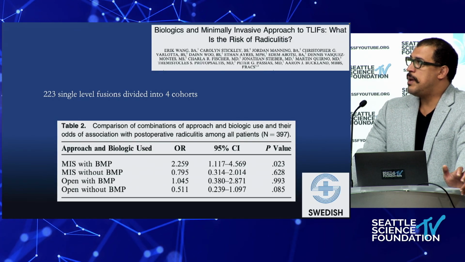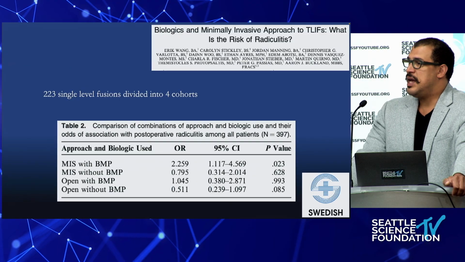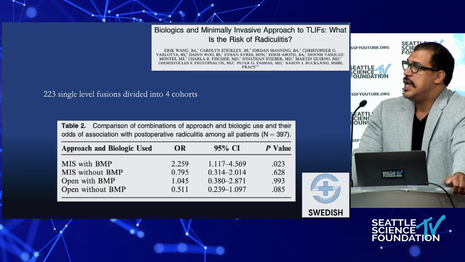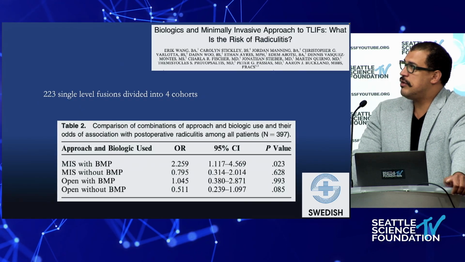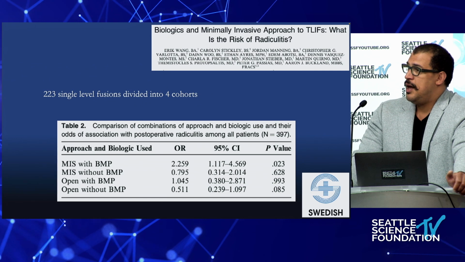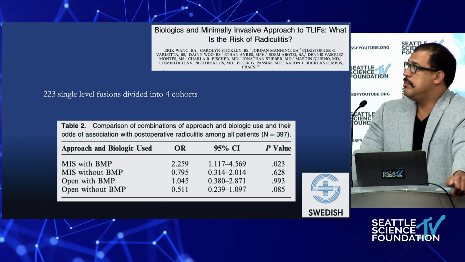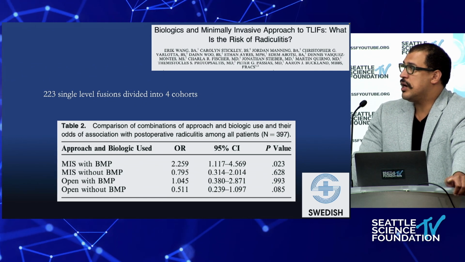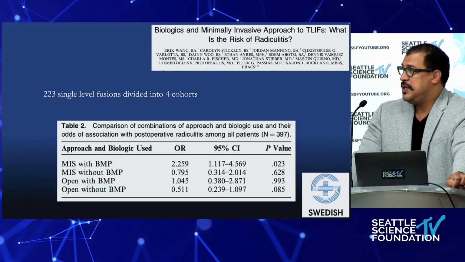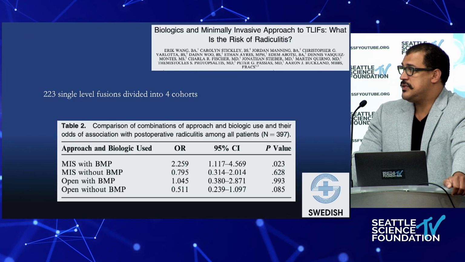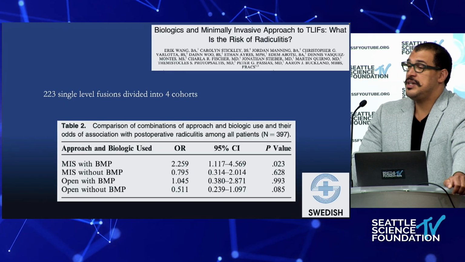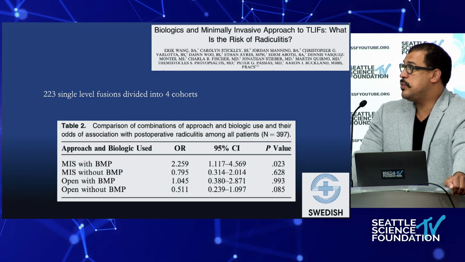I think for some people, the technique of MIS TLIF is limited in terms of the preparation of the disc space and the limitation in terms of posterolateral fusion. So I think more people are using off-label bone promoting biologics, and you are going to see radiculitis. I don't do a ton of these, but in MIS TLIF patients, the radiculitis is a very real thing, something to have a discussion with your patient about ahead of time.